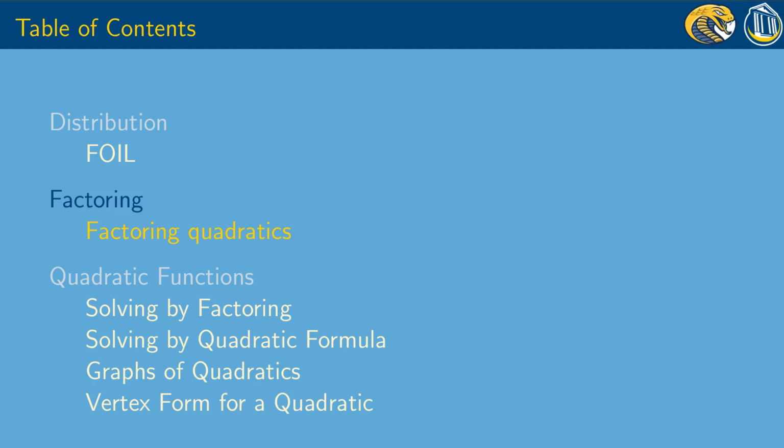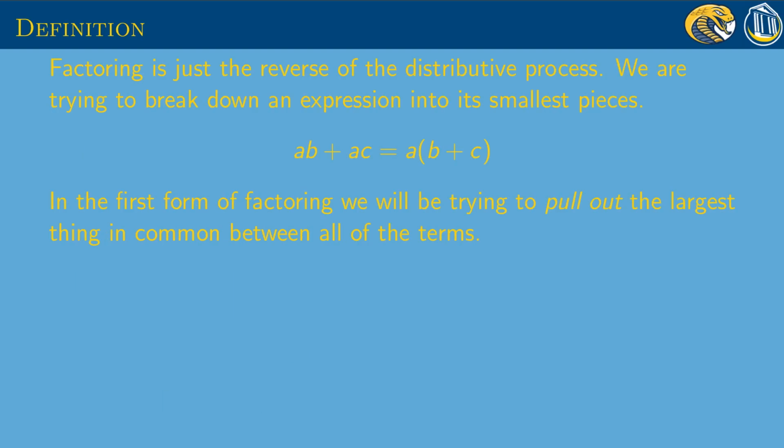So let's talk about factoring quadratics now. Factoring is just the reverse of the distributive property. And so if we have something like AB plus AC, where we notice that there's the same variable in each of these terms, we can factor it out by writing A, the thing that we had in common, and then multiplied by whatever was left over, in this case B plus C.